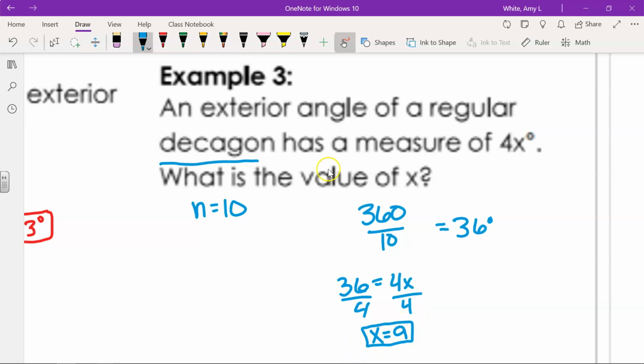So the trick in this problem was to figure out what the exterior angle is, and then set that equal to the expression that they gave me, which in this case was 4x. And that is how we calculate the exterior angles in a polygon.